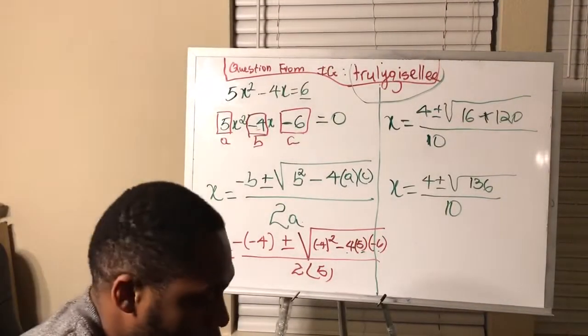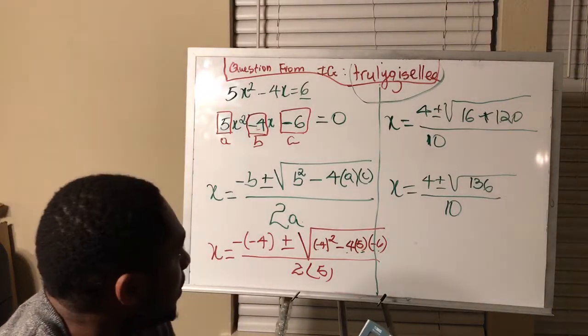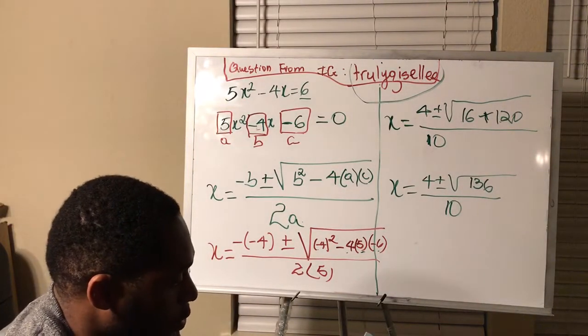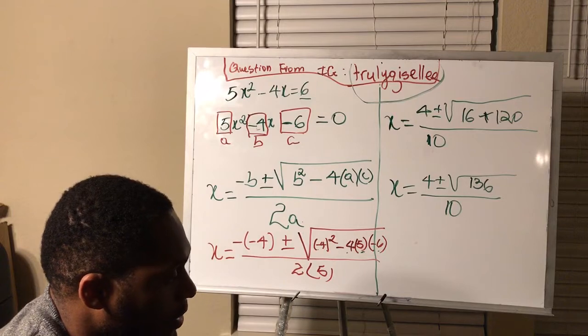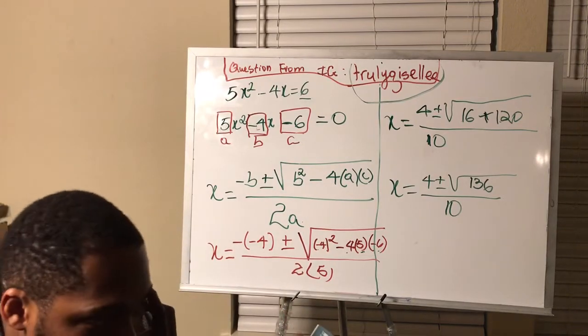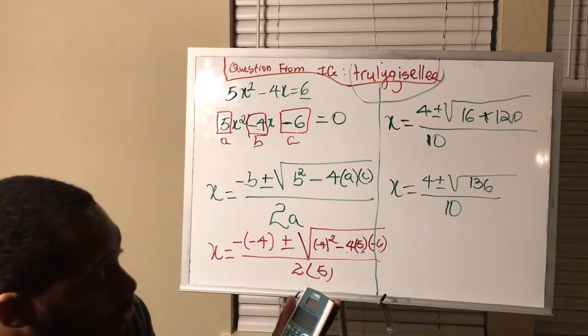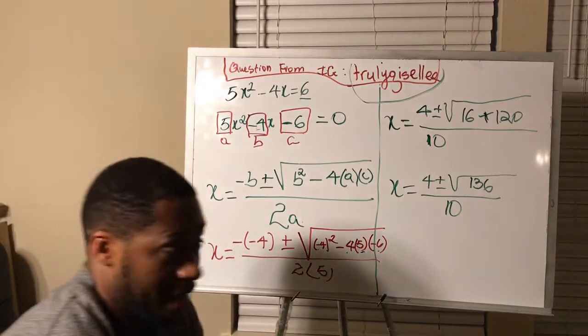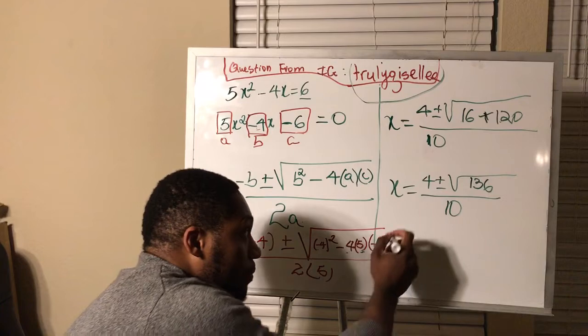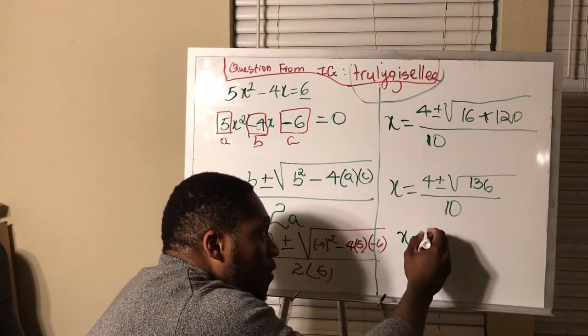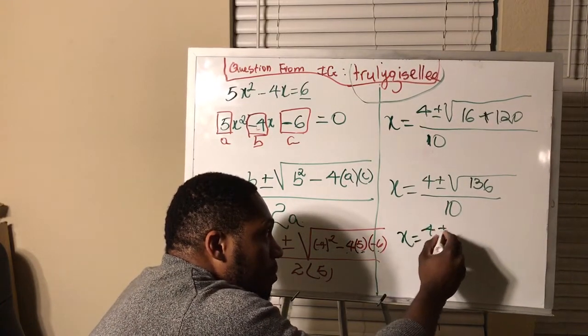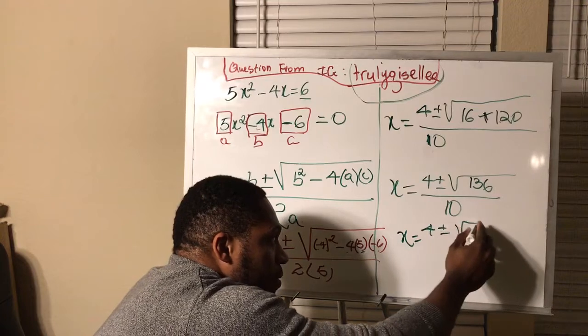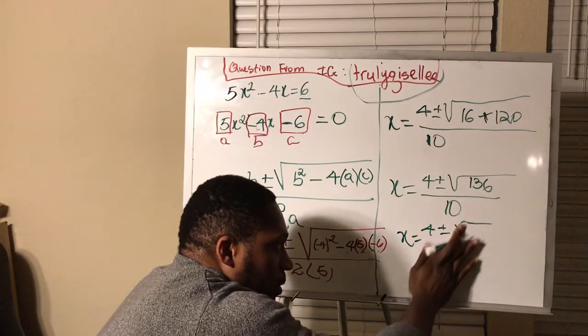Now here you go. So here what we're gonna do is square root of 136. So the square root of 136 is 2 square root of 34. That's from the calculator. I didn't do this in my head. So x is equal to 4 plus or minus the square root of 4 plus or minus.